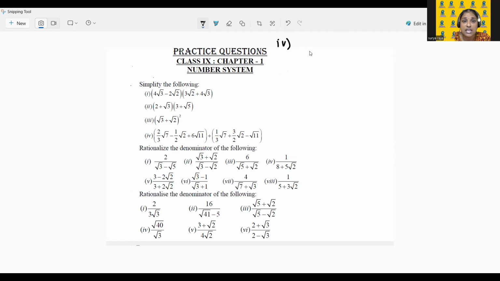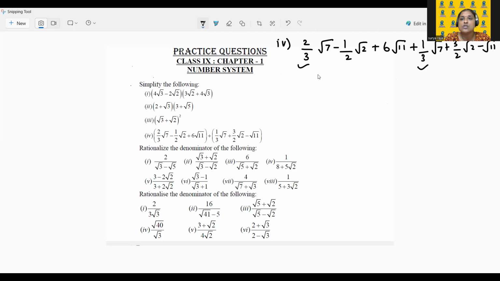So as you can see, I'm just writing the question as it is. This whole term plus, without bracket, I'm just writing 1 by 3 root 7 plus 3 by 2 root 2 minus square root of 11. As you can see, you can group like terms here. See, 2 by 3, 1 by 3. What is 2 by 3 plus 1 by 3? Yeah, right. 3 by 3. So common denominator, you can add those numerators. Root 7, root 7.